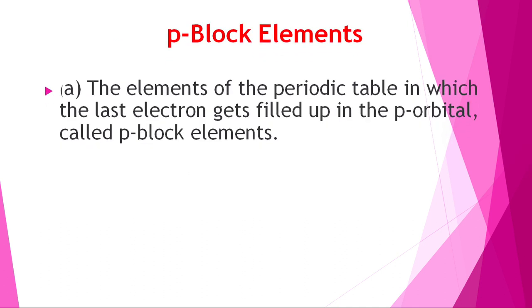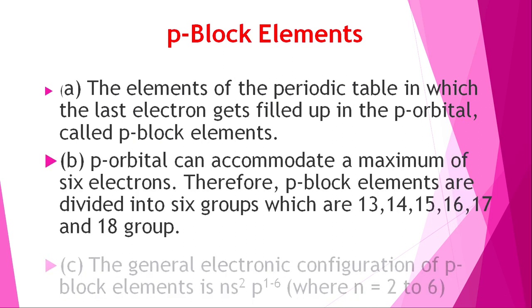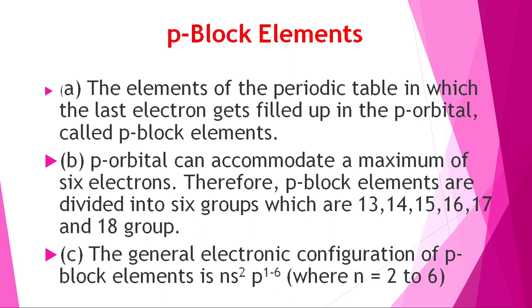In P block elements, the last electron goes to the P subshell, and they are called P block. It can have a maximum of 6 electrons. As you know, the P subshell has 3 orbitals, Px, Py, Pz, and a total of 6 electrons can stay there. So there are 6 groups: group 13, 14, 15, 16, 17 and 18. The general electronic configuration is ns2, np1-6.